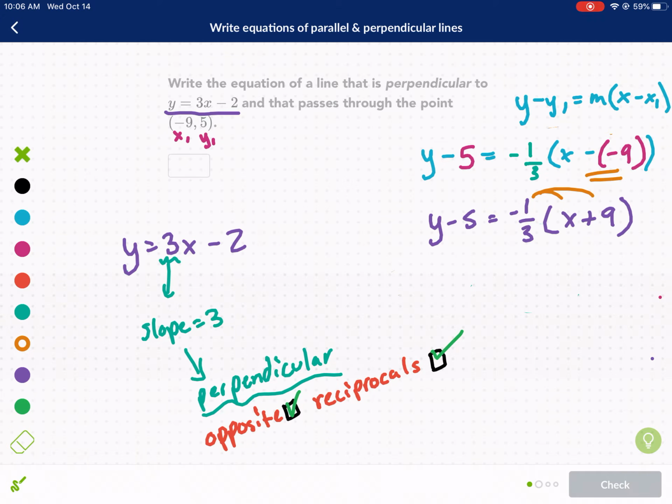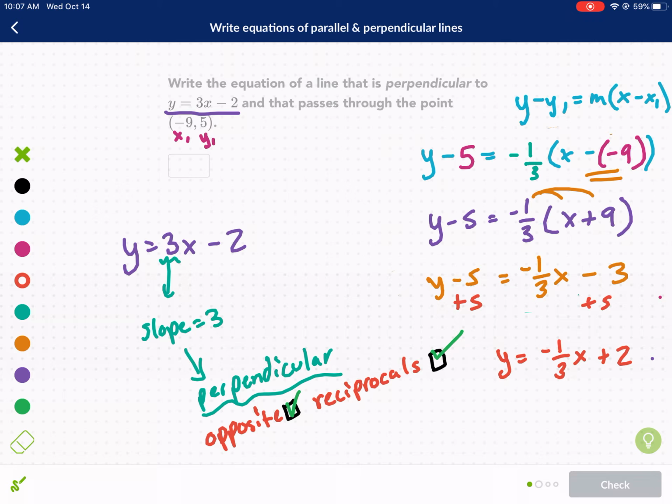Now I'm going to distribute, so I get negative 1/3 x, and 7 times negative 1/3 is going to be negative 7/3. Then y minus 5. The last step is I need to add 5 to both sides. I get y by itself now, negative 1/3 x. It's not a like term with the 5, so we only add it here.